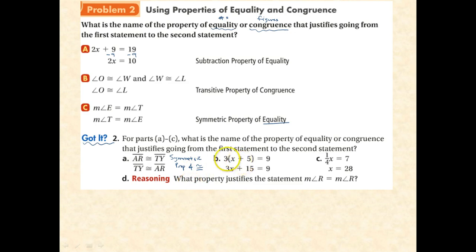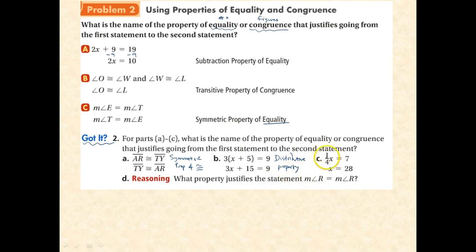B. 3 times the sum of x and 5 equals 9. Second step, 3x plus 15 equals 9. Well, that is what we like to call the distributive property of awesomeness.